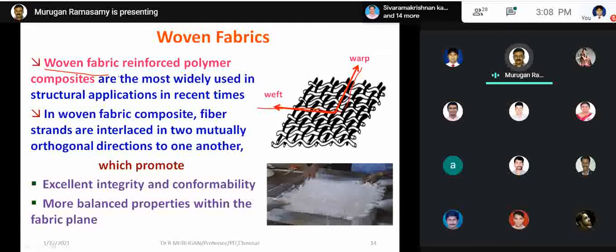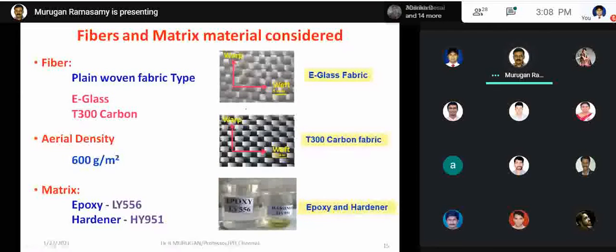Why we have chosen the woven fabric form is its ease of handling, and we can easily get the integrity and conformability along three directions, right? That is one of the reasons. We can easily achieve balanced properties within the plane as well as along the thickness direction. Both can be easily achieved. That is the reason.